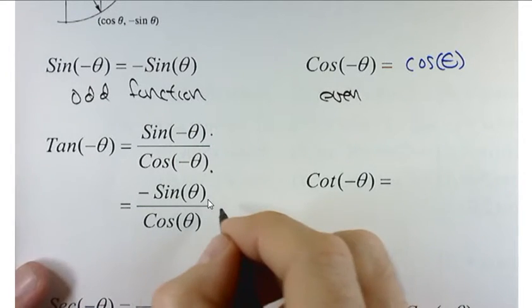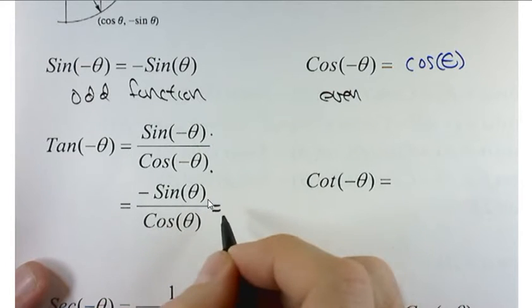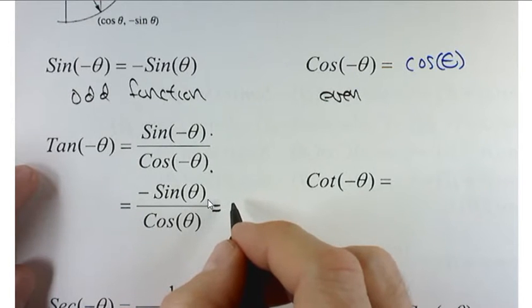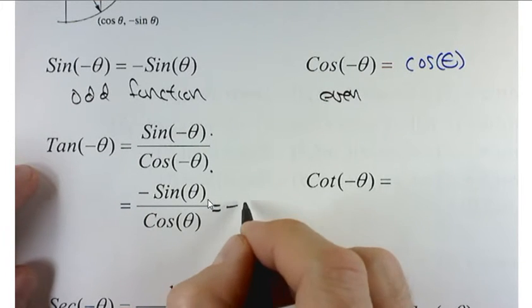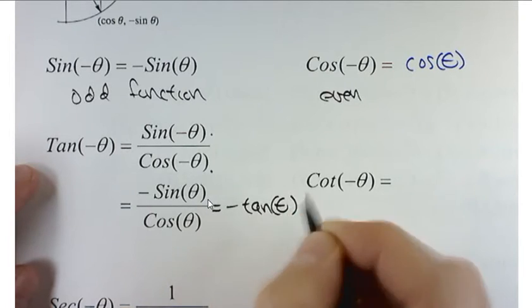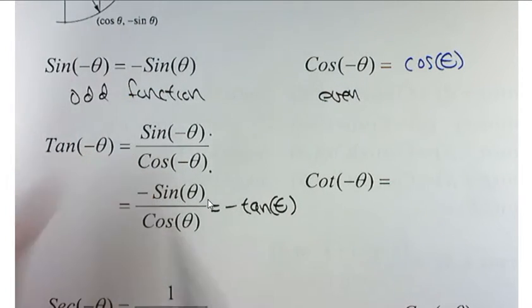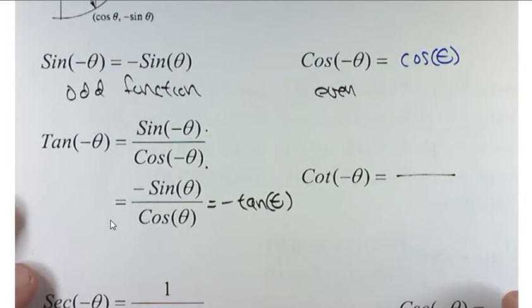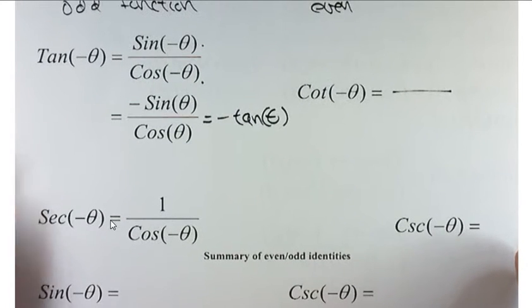Can anyone rewrite this one last time? What could I write here? Negative tangent of theta. Right? Because that's your tangent of theta. You still have a negative out there, so negative tangent of theta. Why don't you see if you can do something similar with the cotangent of theta? See if you can work out an identity for the cotangent.